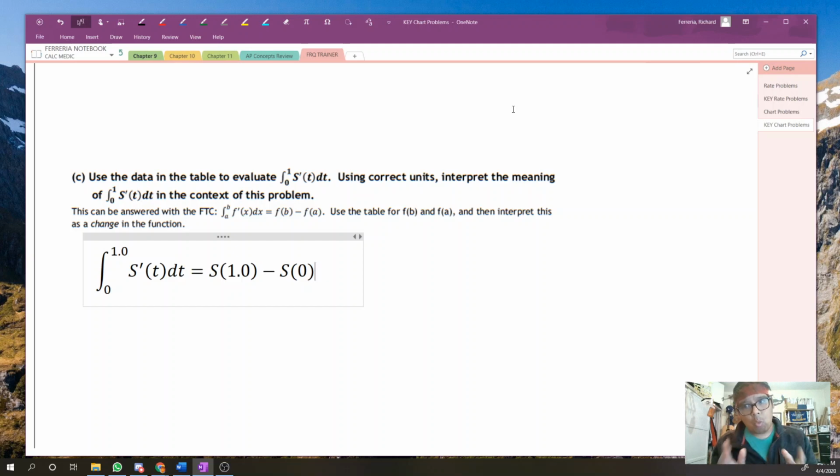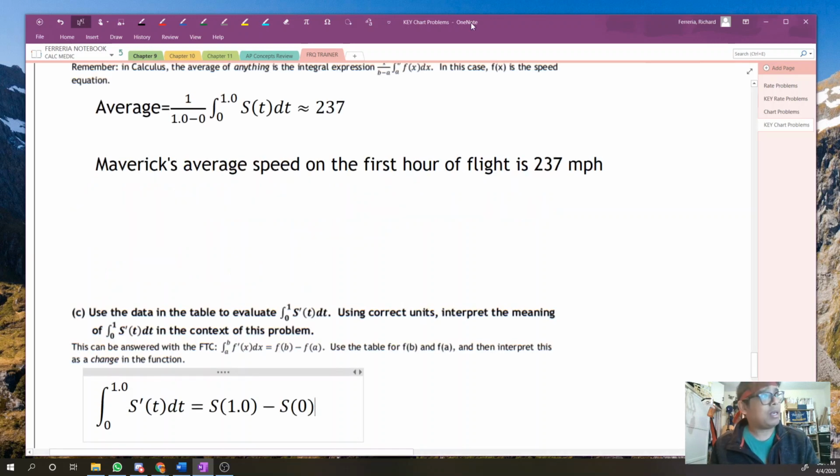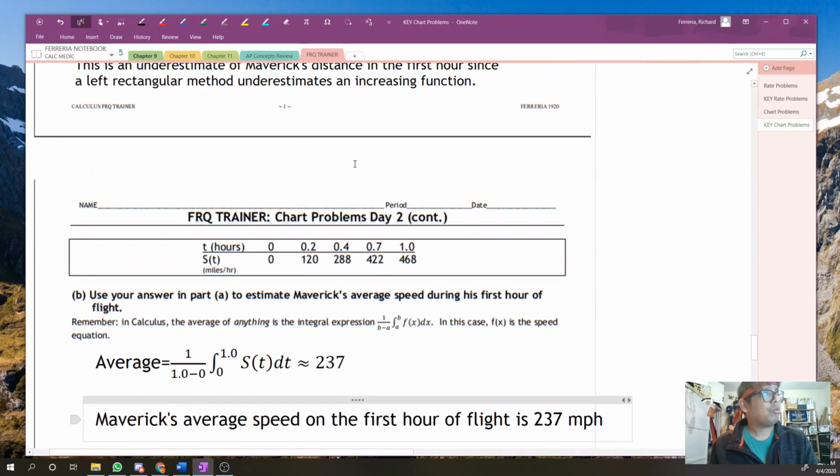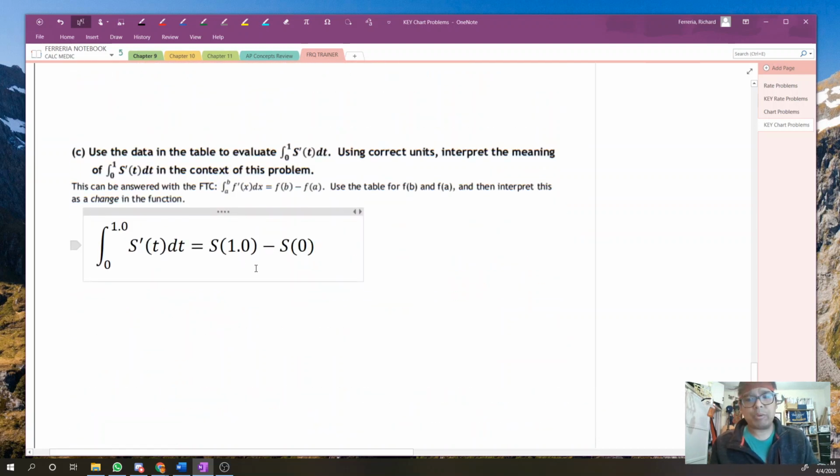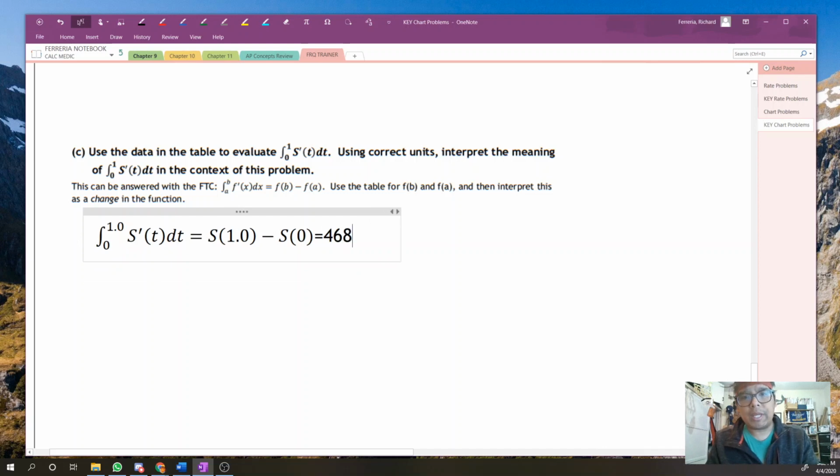a. Where do we get these values of s1 and s0? Maybe right here. Isn't s1 468? Isn't s0 0? So this is equal to 468 minus 0.